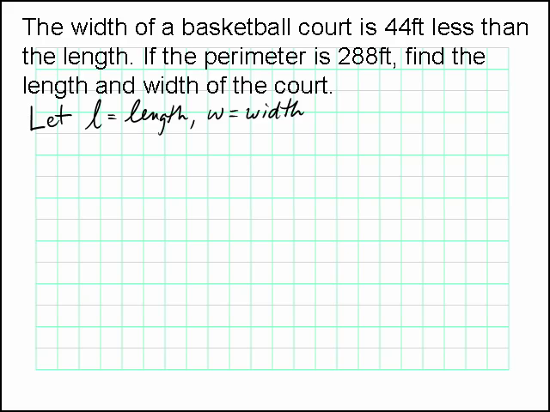Now in the first sentence here it says the width, so let me write down W here, the width is, that's an equal sign, 44 feet less, so minus 44, than the length. So we know that W is equal to L minus 44. That is one equation that we have to work with.